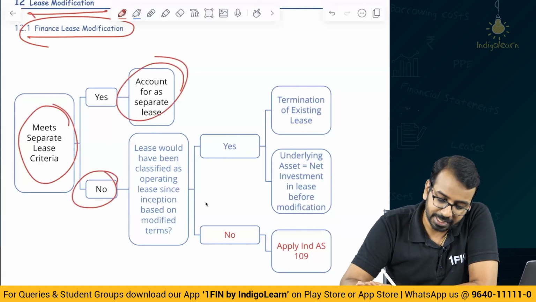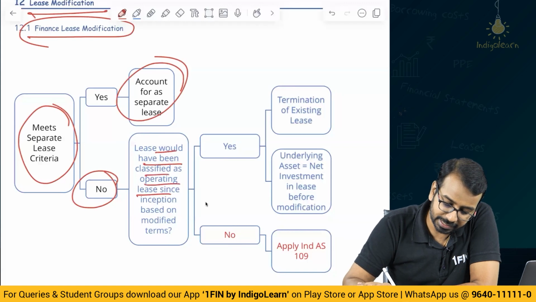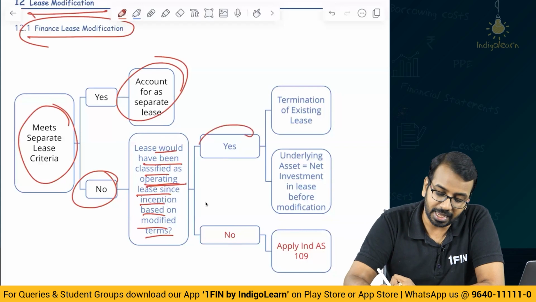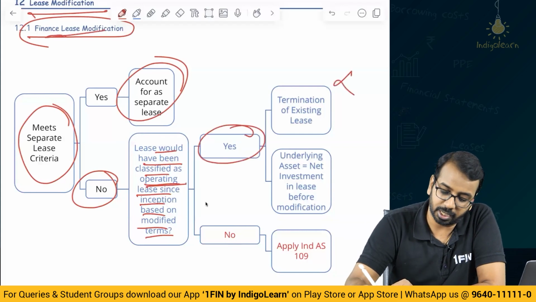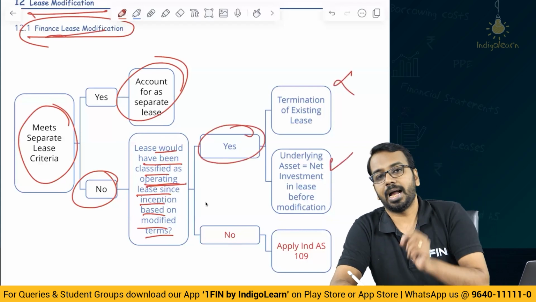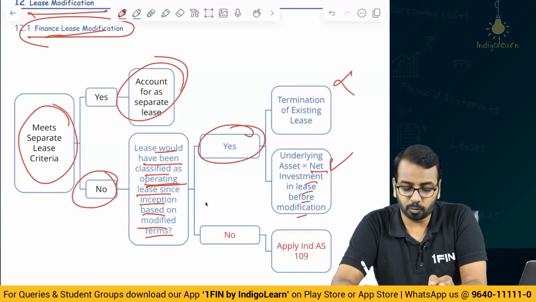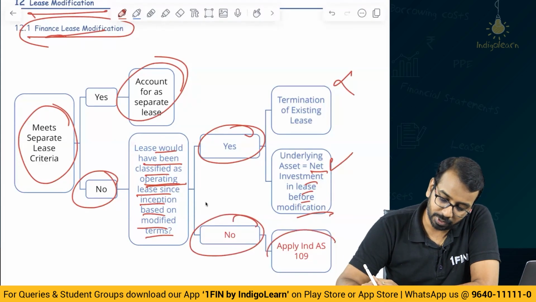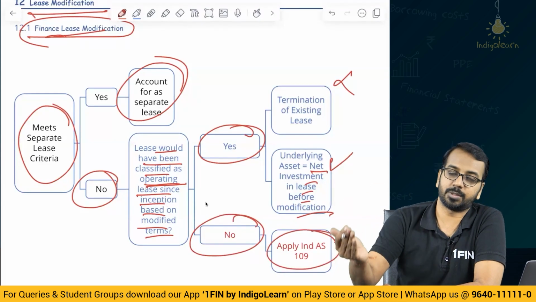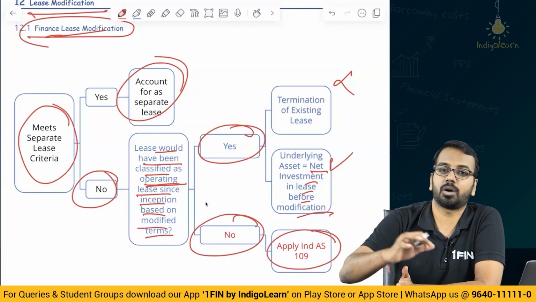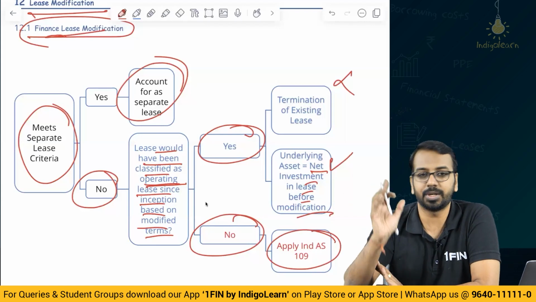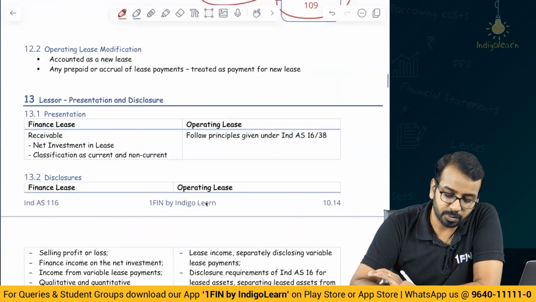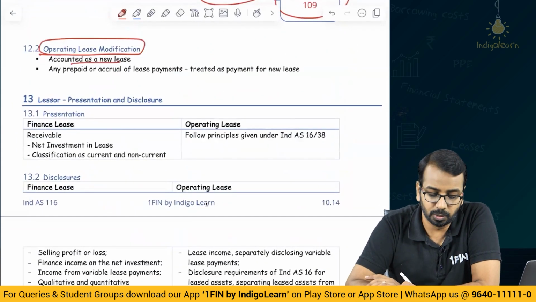If it does not meet the criteria, then would the lease have been classified as an operating lease since inception, based on the modified terms? If the answer is yes, then this finance lease will be terminated and a new asset will be recognized, that is the net investment in lease before modification, and you will continue to recognize it as an operating lease. If no, then you will apply Ind AS 109. As per Ind AS 109, the modifications to the contractual terms will be taken care of as for financial assets.